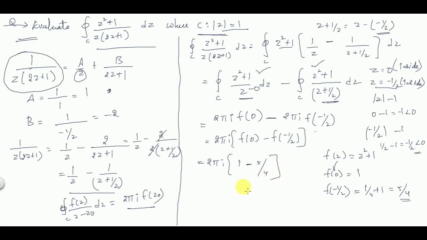So it will be 2 pi i into minus 1 by 4. 2 pi i into minus 1 by 4 will be minus pi i by 2. Okay, so this is how we can solve the question.